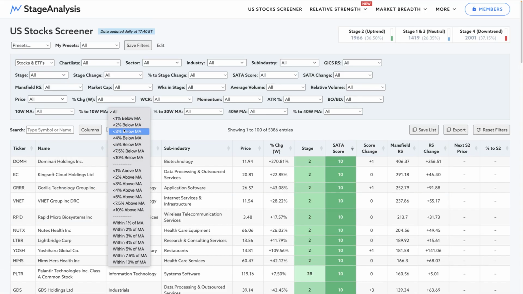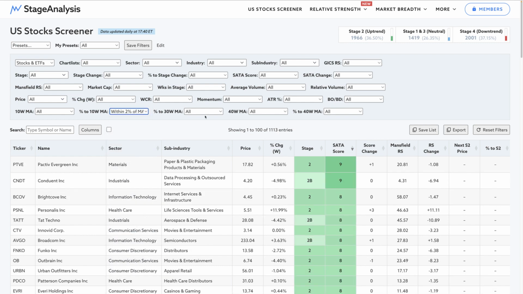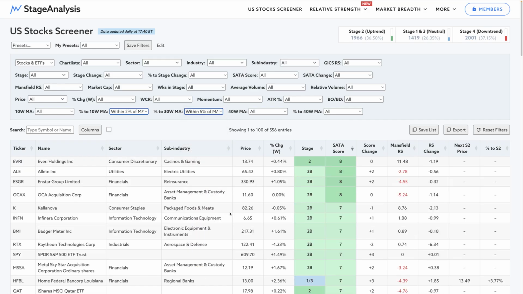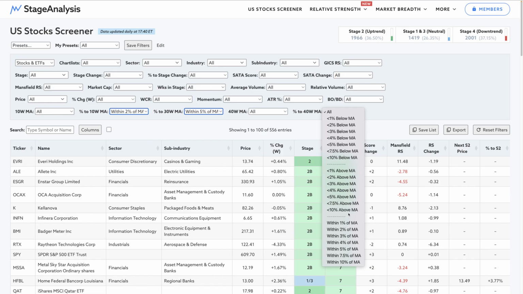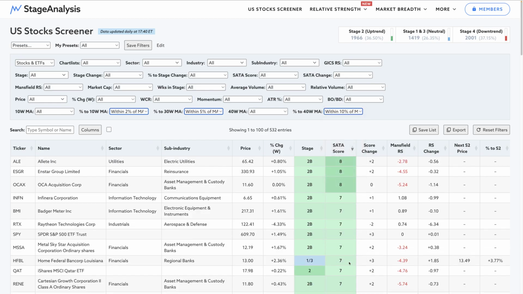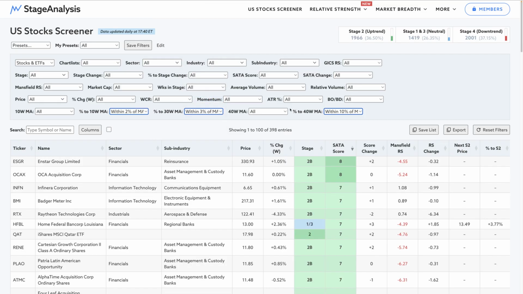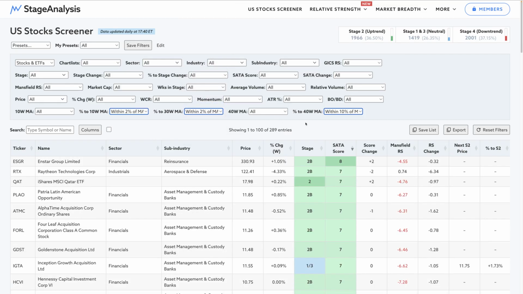So you want ones that are close to, so you can use the within to get above or below. So close to their 2% of their 10-week moving average, and they're within 5% of their 30-week moving average, and you might still even want them to be within 10% of their 40-week moving average as well. So that's only still got you 532 results there, so we can tighten that up even further. You start to push that down a bit, so within 3%, within 2%.